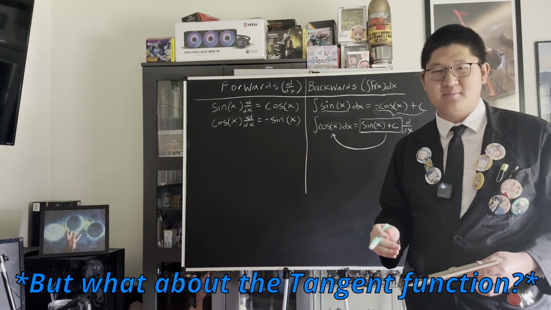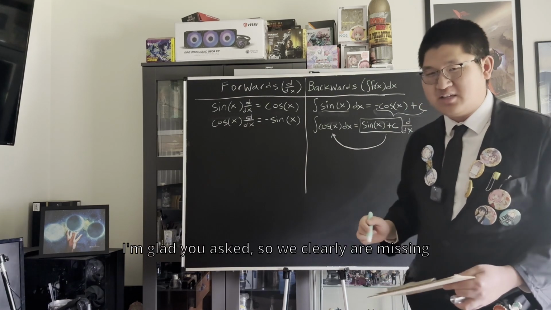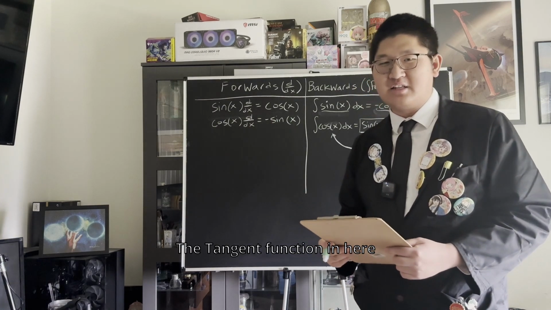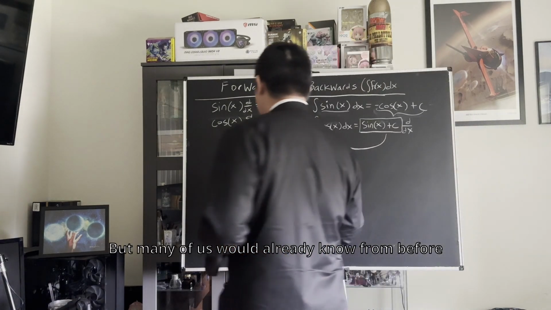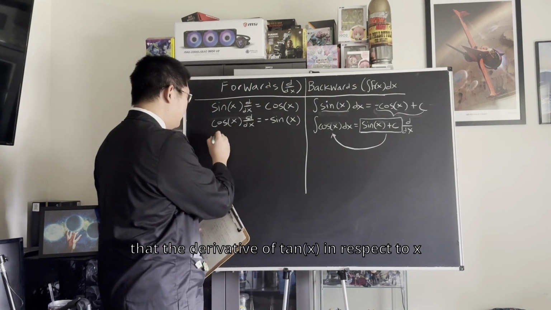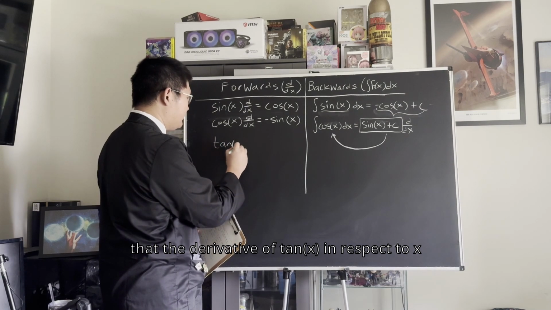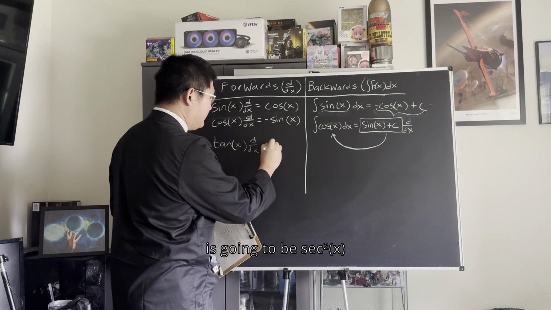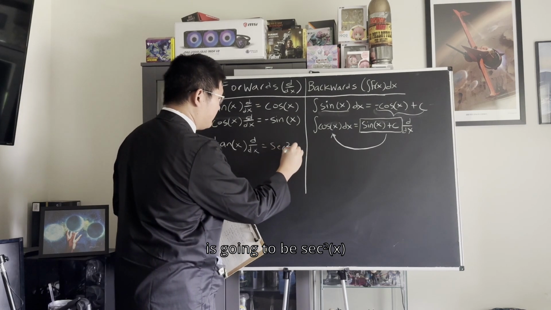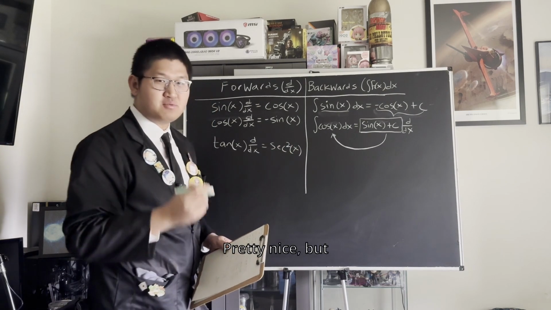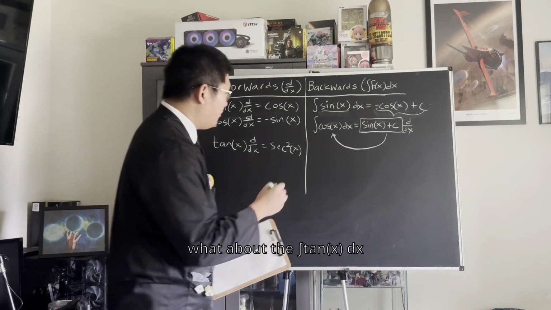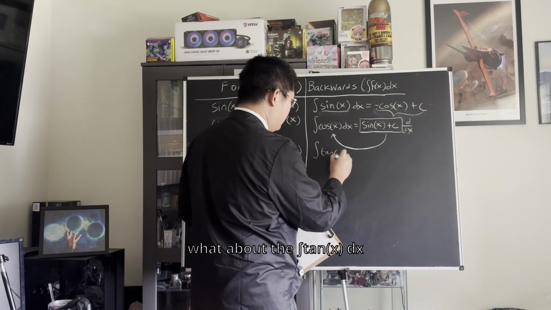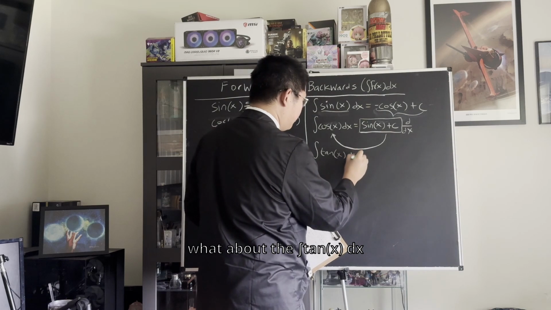But what about the tangent function? I'm glad that you asked. So we clearly are missing the tangent function in here. But many of us would already know from before that the derivative of tangent of x with respect to x is going to be secant squared of x. Pretty nice. But what about the integral of tangent of x dx?